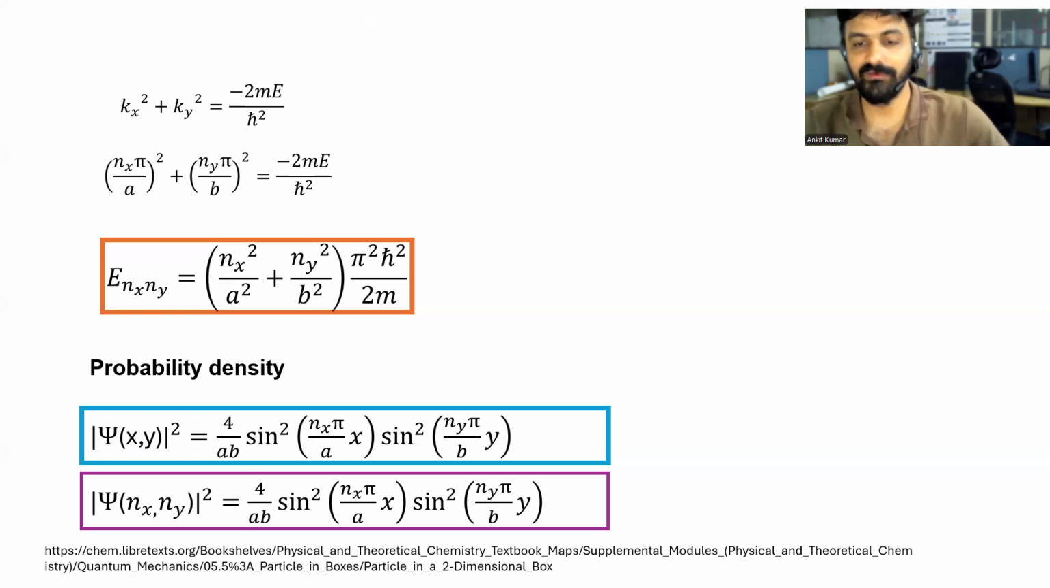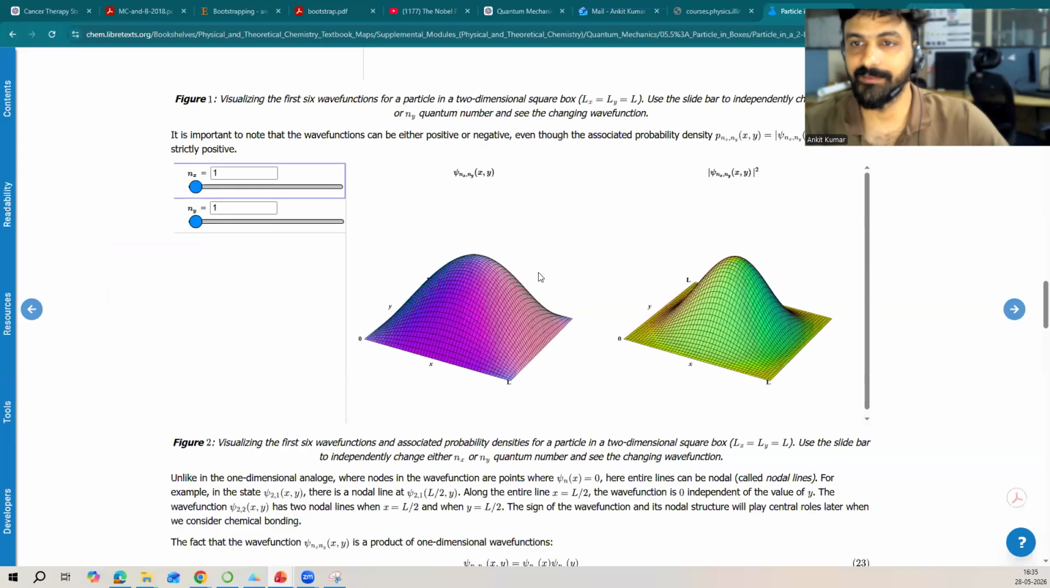So let's see how we can visualize this, because plotting this kind of mathematical function is very difficult. It is a very complex mathematical function and it's not easy. There is software available. I'll show you that software, from where you can see how the wave function varies along nx and ny, or if you vary x and y, and also how the probability density varies. So let's see how it varies.